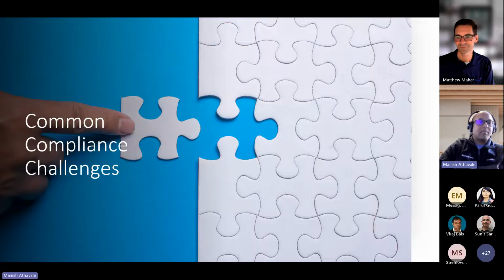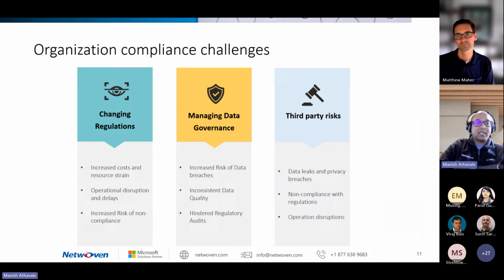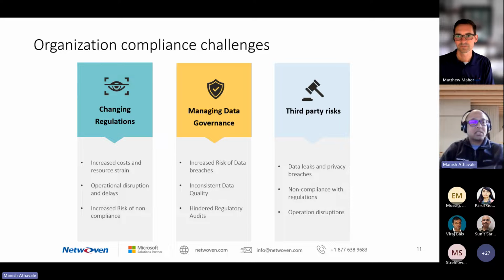Okay, so what are some of the common compliance challenges, right? I mean, we want to know why is compliance so hard, correct? So the first one is changing regulations. In changing regulations, the first point is increased costs and resource strains, right? Adopting any new regulation often requires modifying processes. It requires training your employees. It requires updating your technology. Sometimes your technology could be outdated. Your systems are not able to stay compliant and the technology is not supporting it. So you need to basically upgrade it so that it starts becoming compliant to the laws.